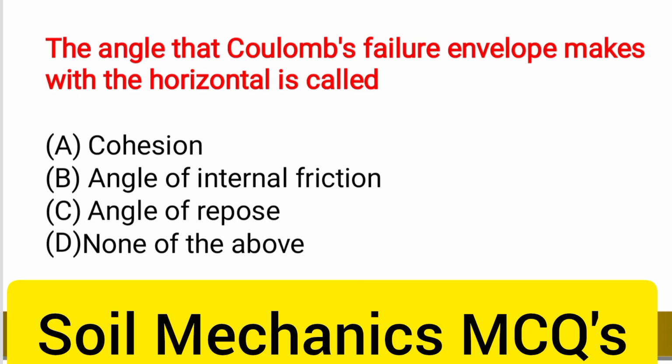Next question, the angle that Coulomb's failure envelope make with the horizontal is called option A cohesion, option B angle of internal friction, option C angle of repose, option D none of the above. So the correct answer is option A cohesion is the correct answer.